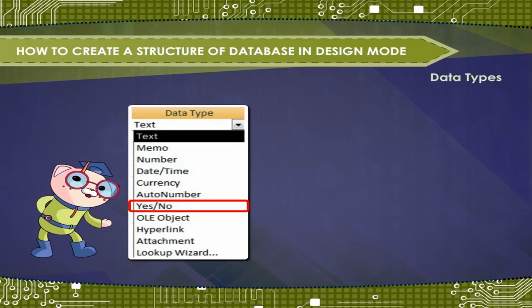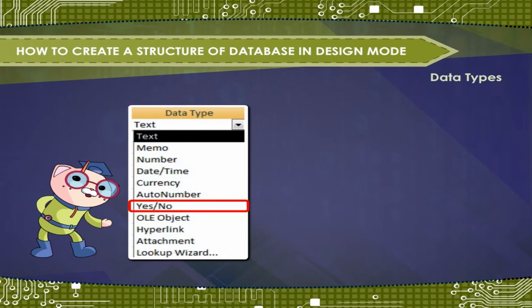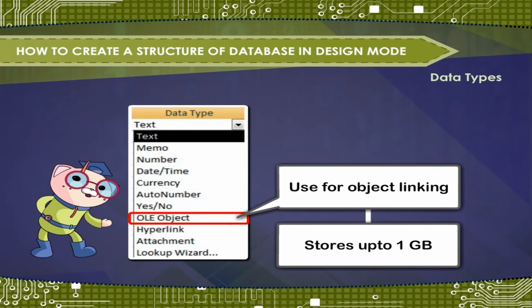Yes or no. Use for data that can be only one of two possible values, such as yes or no, true or false. Stores 1 bit. Null values are not allowed. OLE object. Used for object linking and embedding, and stores up to 1 GB.